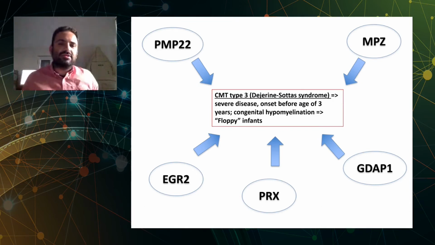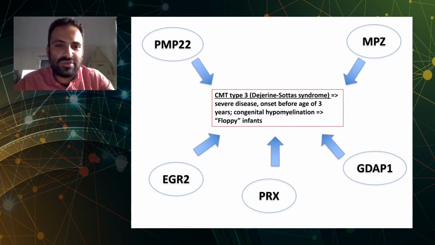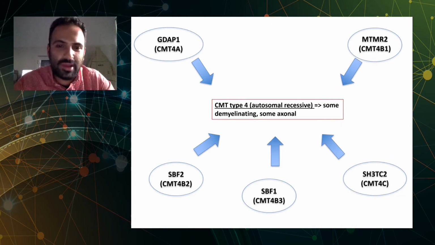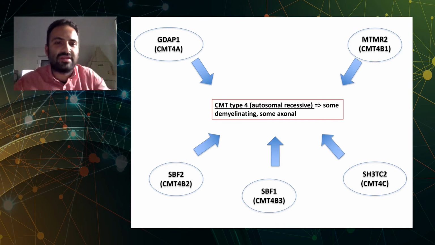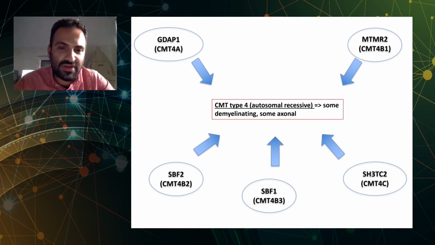I said that Dejerin-Sottas syndrome, or CMT type 3, is a rather ambiguous term because several different genes can produce this particular type of CMT. And in my opinion, this term should be avoided due to these possible confusions. And a lot of genes are involved in CMT type 4, which is recessive. Some of them are demyelinating, and some of them are axonal.